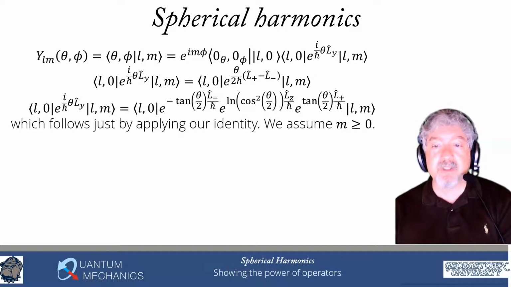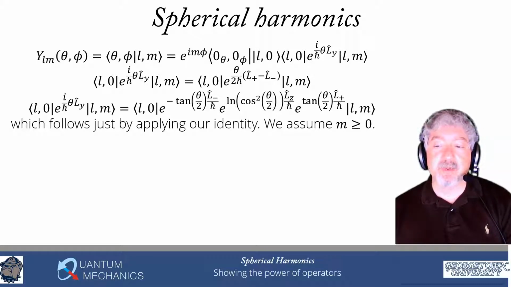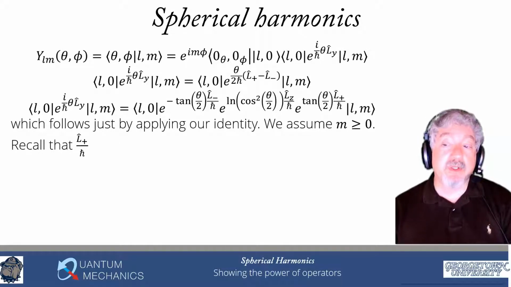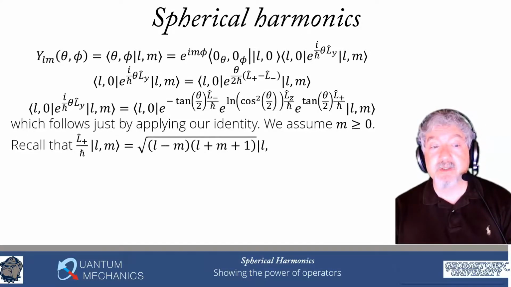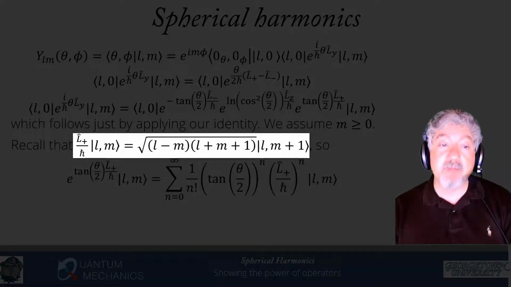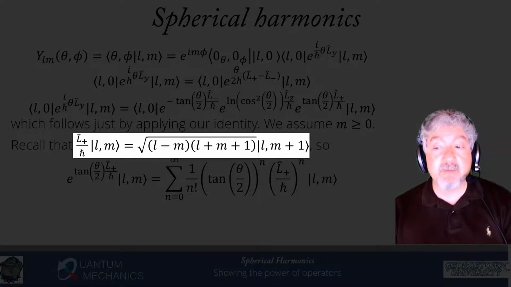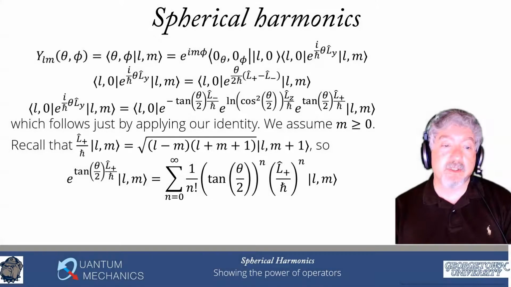We're going to assume that m is greater than or equal to 0, because in that case it just makes the bookkeeping a little bit easier, and there's a very simple relationship that relates m greater than 0 to m less than 0. So we don't have to worry about that. We can just make our lives easier by assuming m is greater than or equal to 0. All right, we also have to recall what happens when L plus acts on an L m state. We worked out the exact number that happens with that. It's the square root of (L minus m) times (L plus m plus 1), and it raises from L m to L m plus 1.